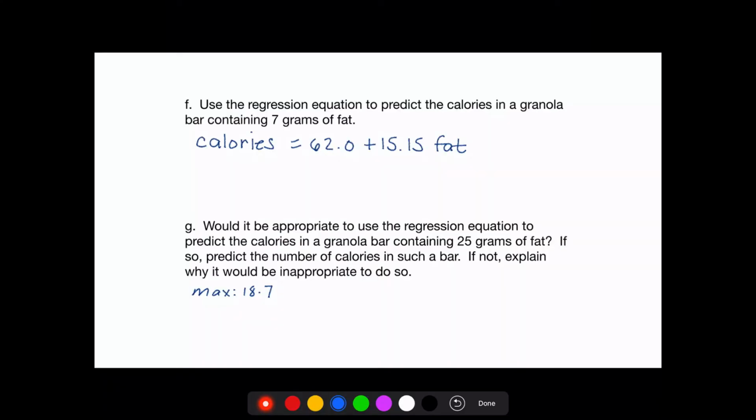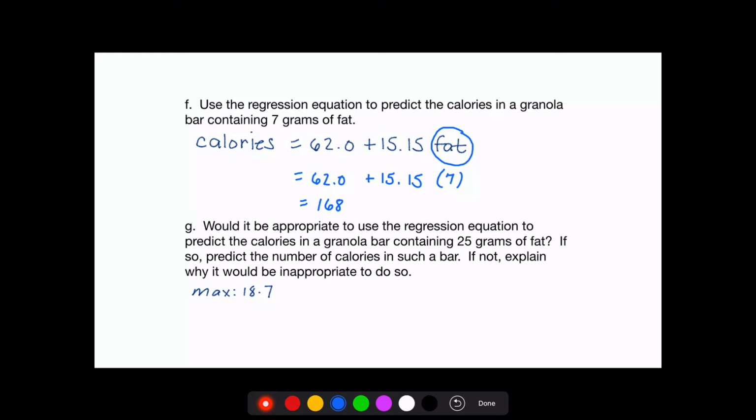Use the regression equation to predict the calories in a granola bar containing 7 grams of fat. Our regression equation is calories equals 62.0 plus 15.15 times fat. To answer this question, we replace the variable fat with 7. So the number of calories would be 62.0 plus 15.15 multiplied by 7, giving us a result of about 168 calories.